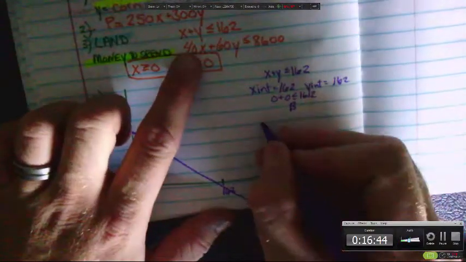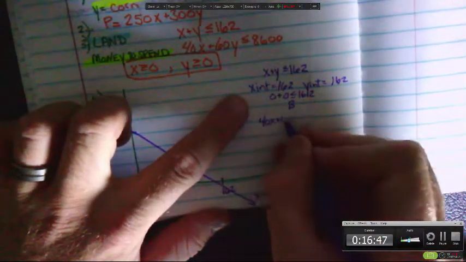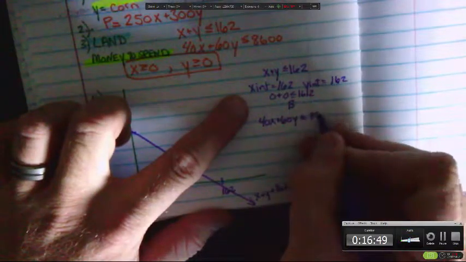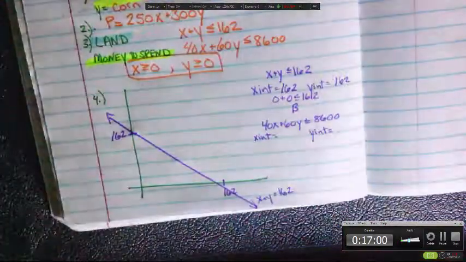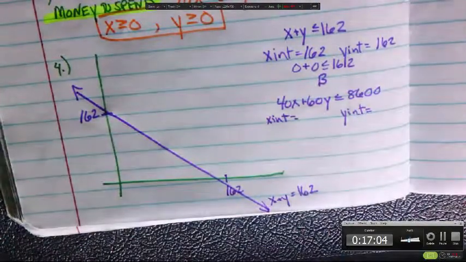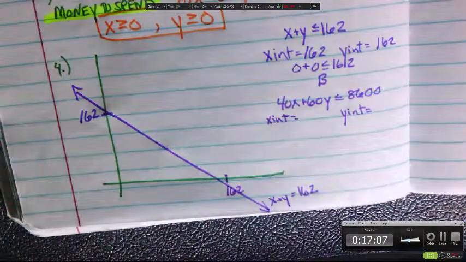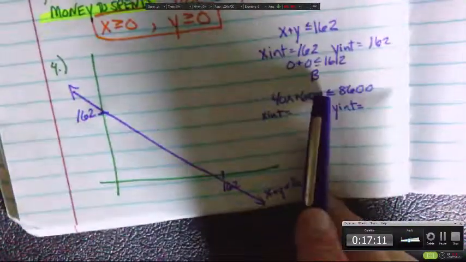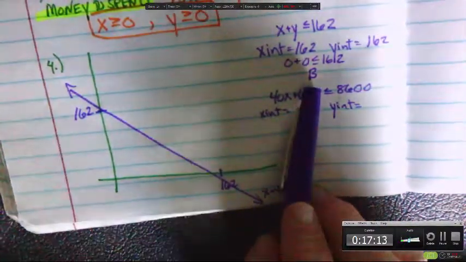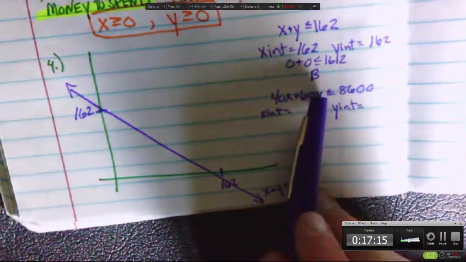Now the next inequality: 40x plus 60y is less than or equal to 8600. It's in standard form. We're going to use the intercepts. The x-intercept, we plug 0 in for y. 60y goes away. We divide the 40 over. Does anybody have that?